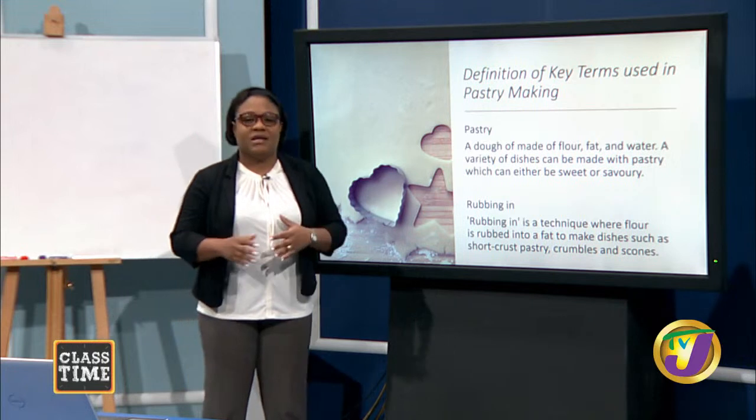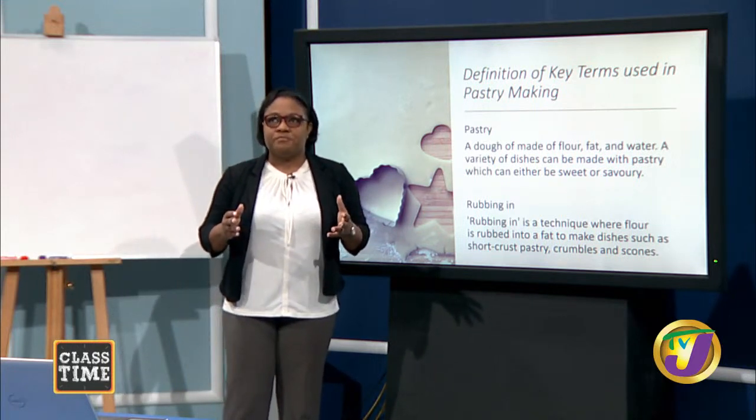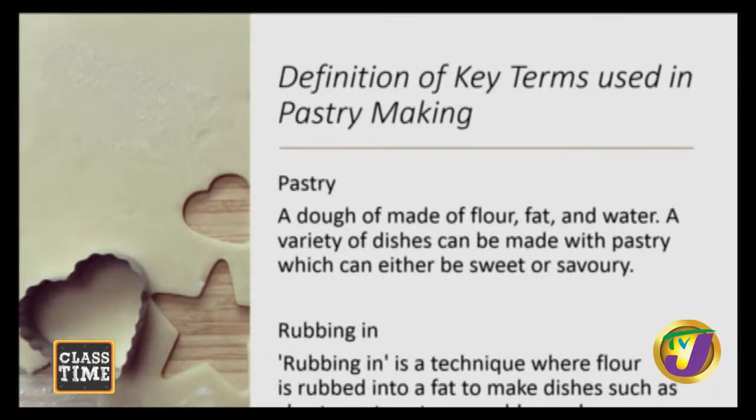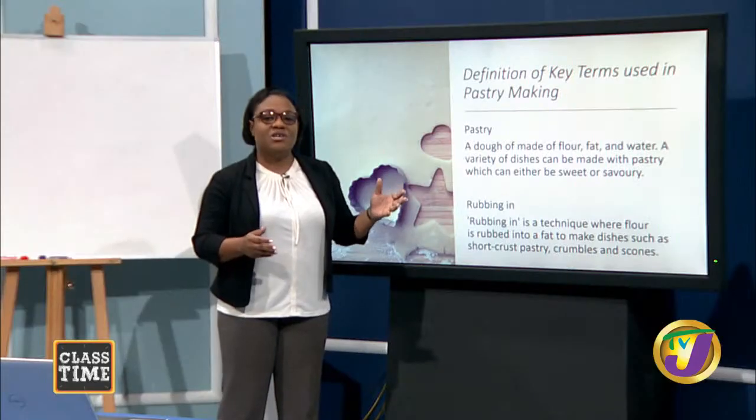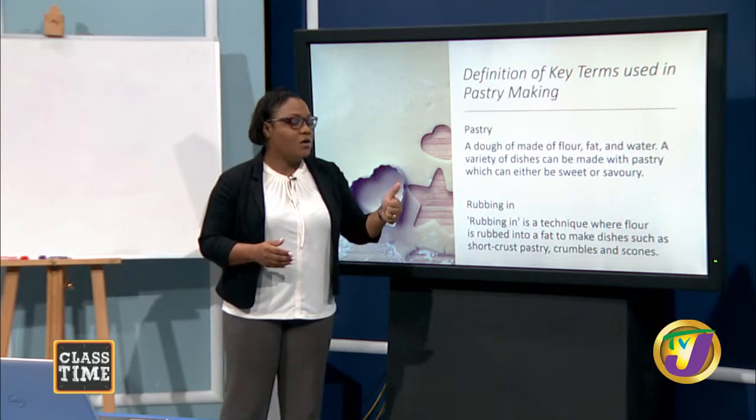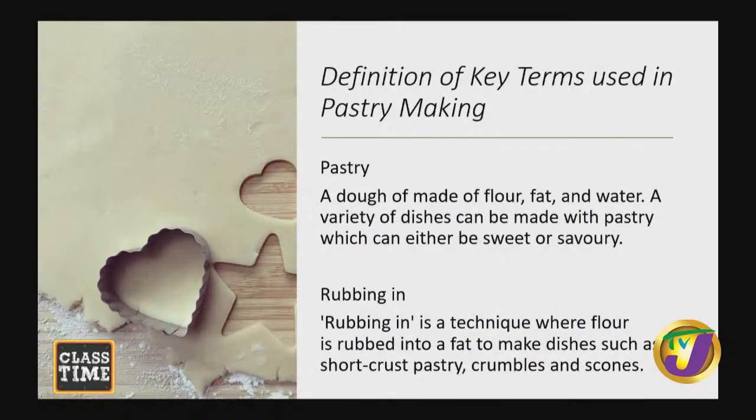Oftentimes, persons just categorize pastry as anything sweet that you're going to eat, and that's not necessarily the case. So, as it relates to food and nutrition, and this is actually universally accepted, pastry is a dough. It is made of flour, fat, and water. And it can be used to create a variety of dishes, and these dishes can be sweet or savory. Savory meaning not sweet, just to make that clear.